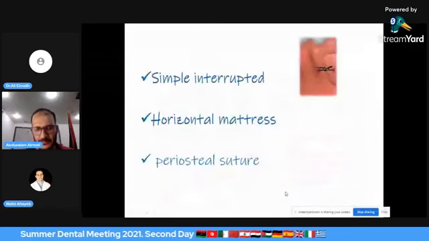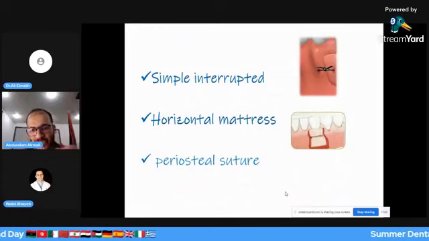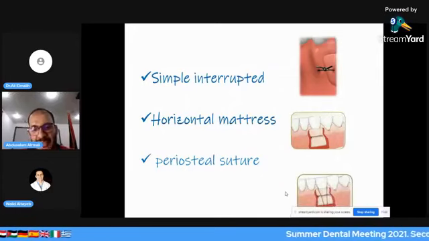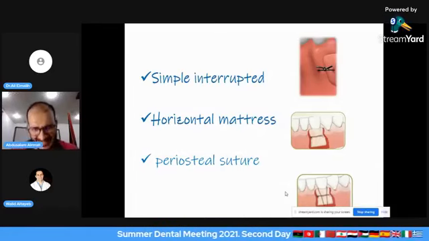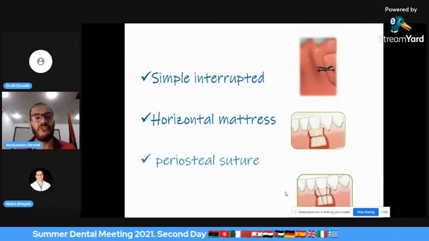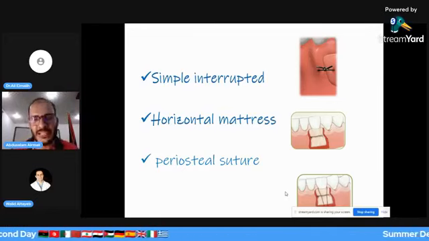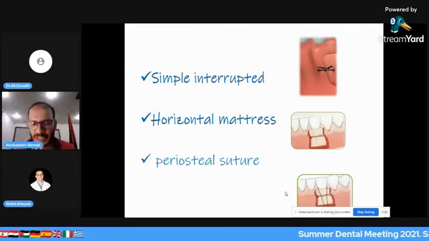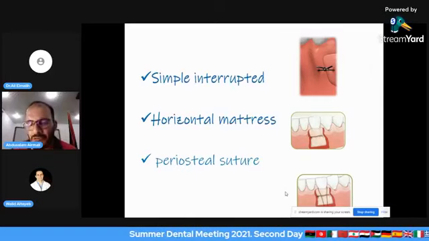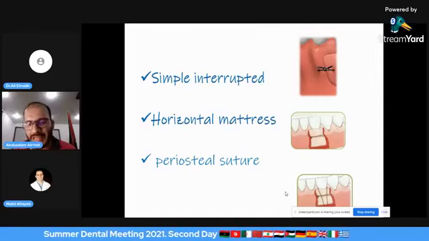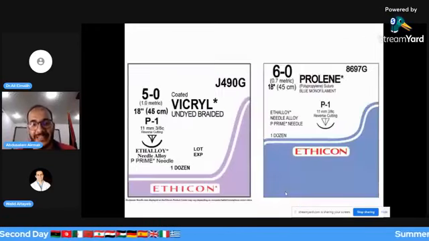Okay, simple interrupted sutures at the periphery, horizontal mattress to fix the graft in the horizontal direction, and this is the most important one, periosteal sutures to fix the graft, because the second key requirement for the free gingival graft to be successful is the fixation. You have to keep intimate contact between the graft and the periosteum. Don't allow the graft to move, or to be placed over the muscle. You have to fix it properly. This is the second key of success.